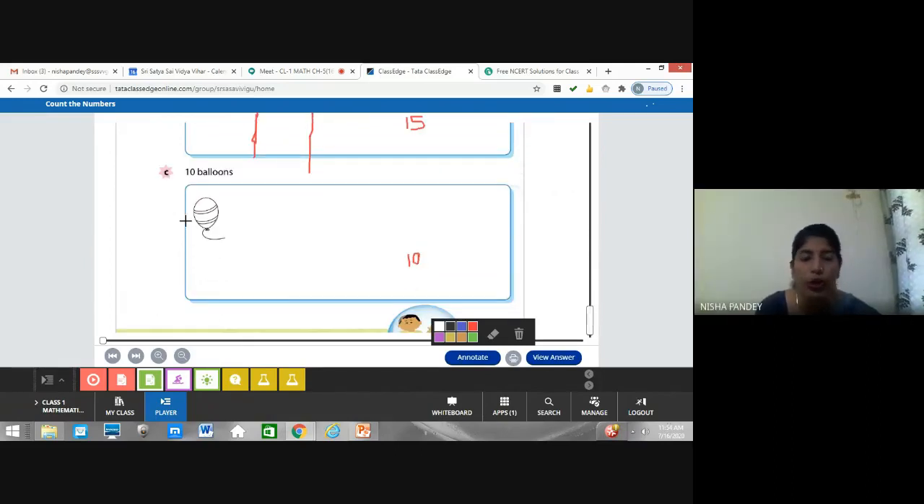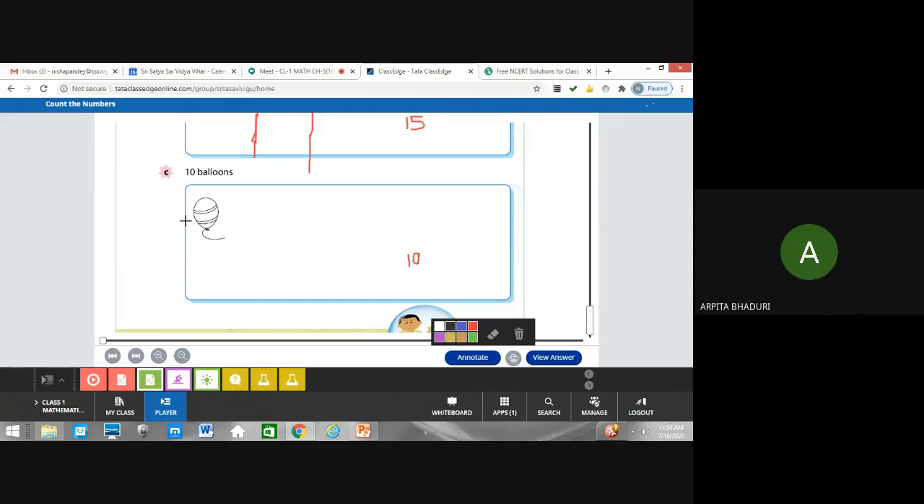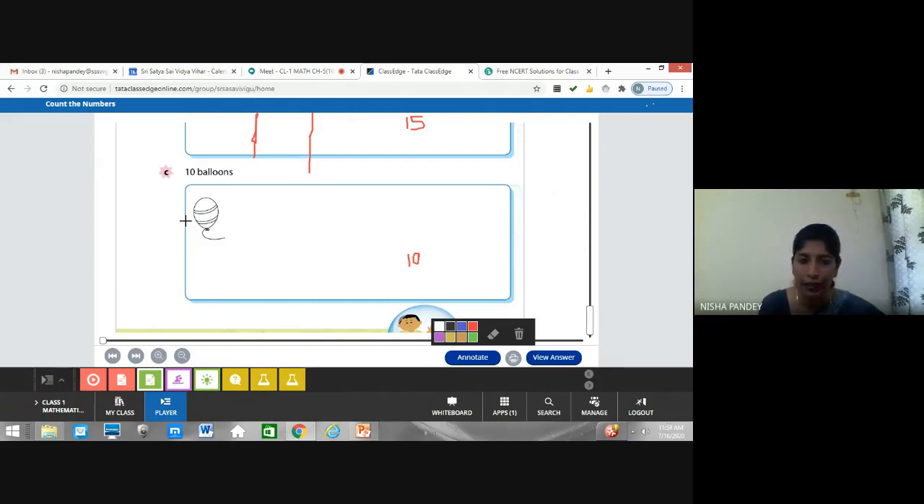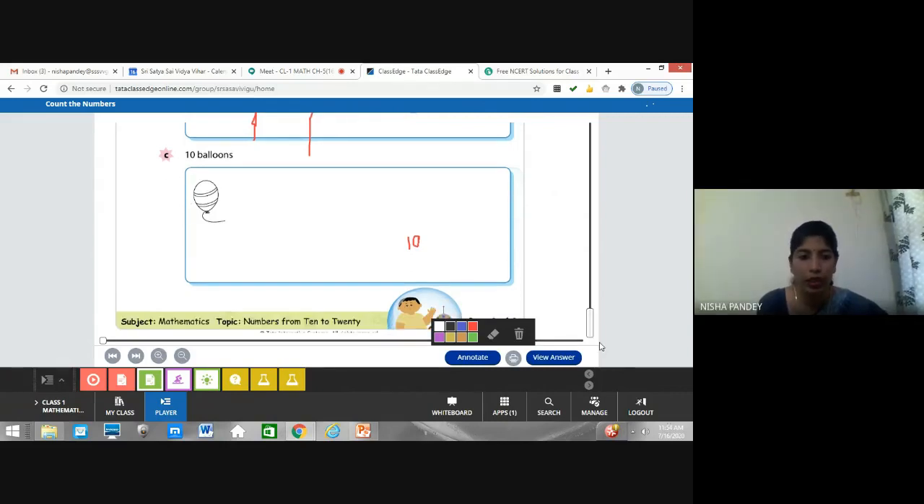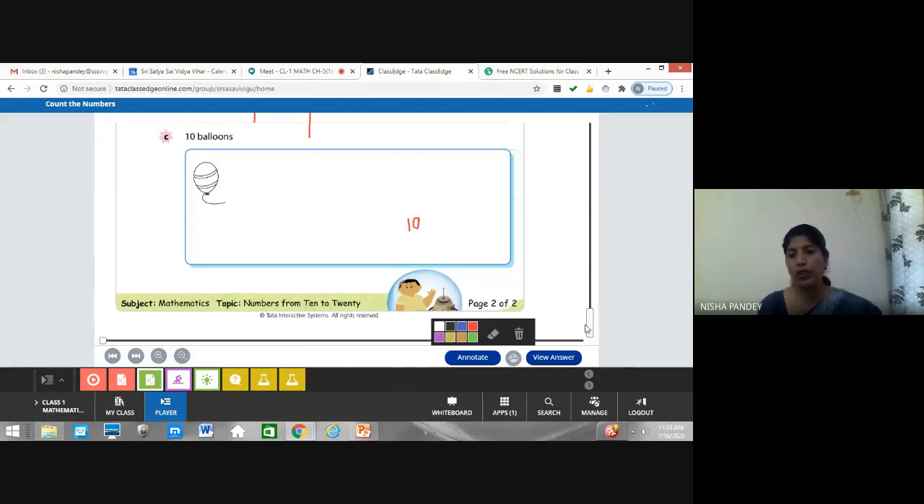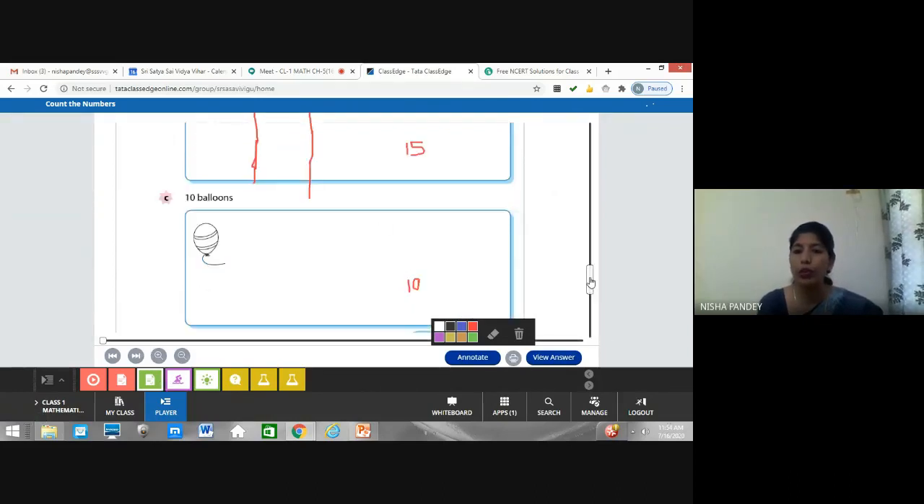Now, 10 balloons. So it means how many balloons? You will draw 10 balloons definitely. And how many bundles? One bundle, right? Yes, ma'am. So that is the second page only, right? So this is how you can do it, children.